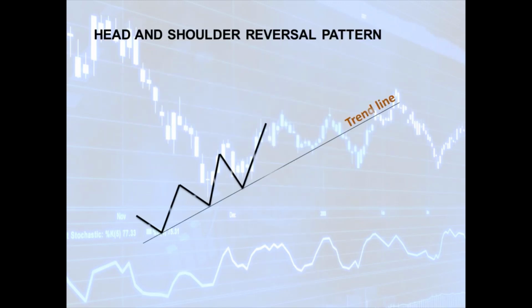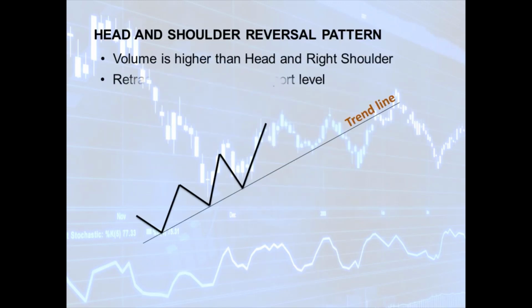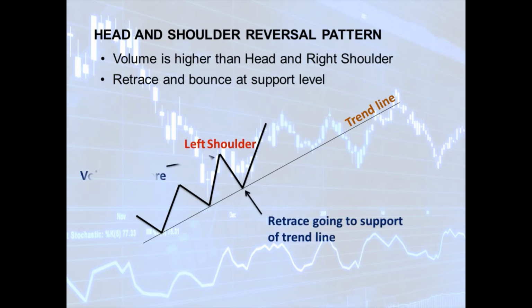The uptrend was continuing as expected when it peaked at the left shoulder, and then the retracement happened, taking support of the trend line and bouncing up. The volume is evidently high compared to the head and the right shoulder.